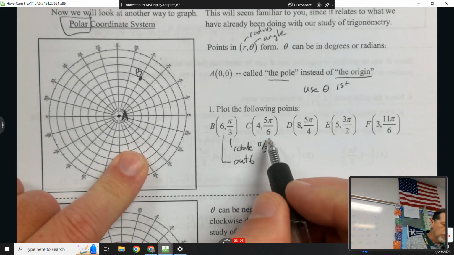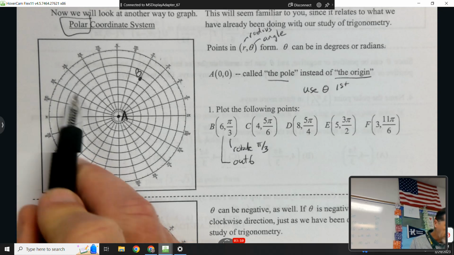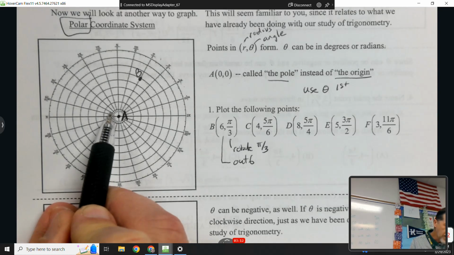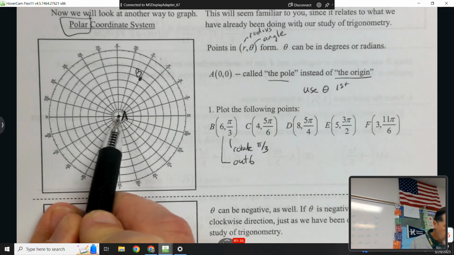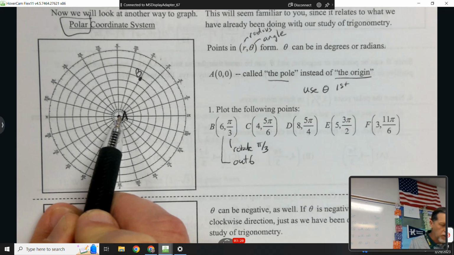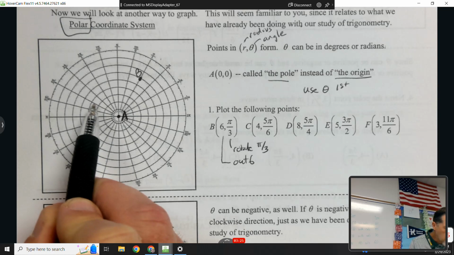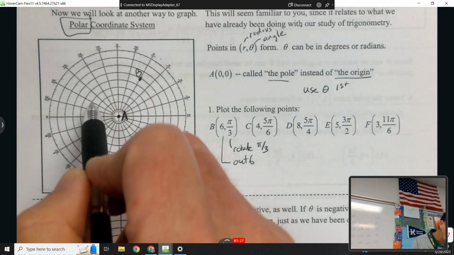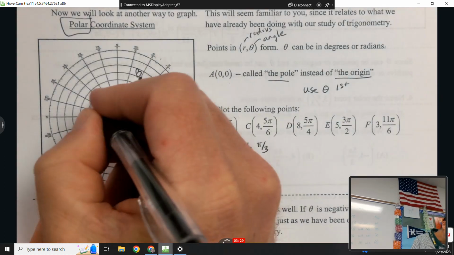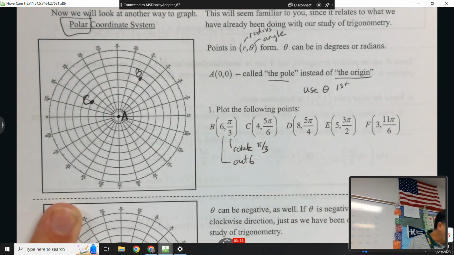Point C. Rotate over to 5 pi over 6 and go out 4. And that first circle is 1. That first circle is not 0. The middle is 0. The first circle is 1. So 1, 2, 3, 4. Point C.